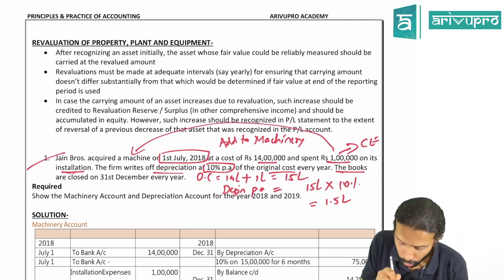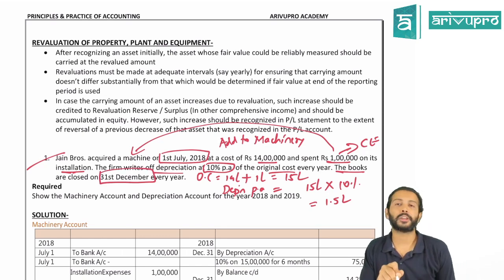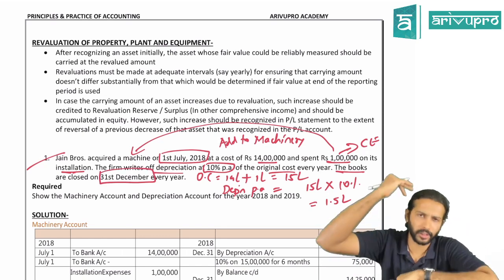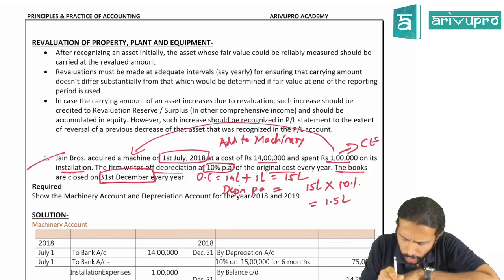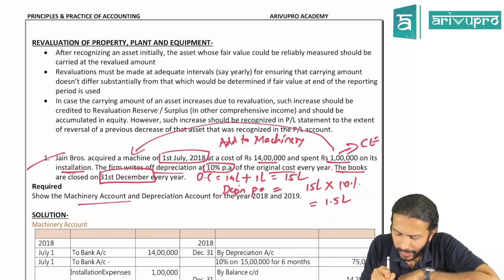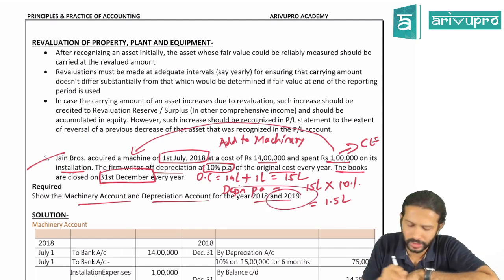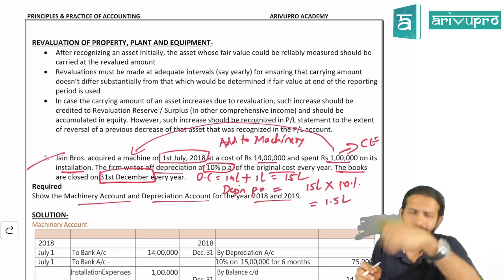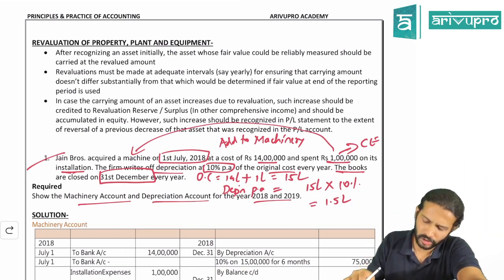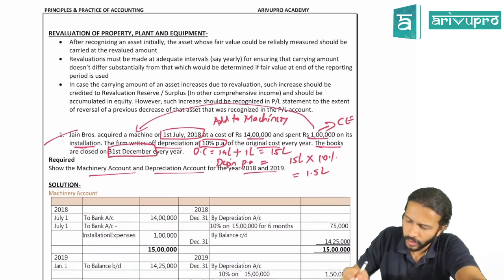The books are closed on 31st December every year, so you are following the calendar year. On 1st January you open the books, and on 31st December of the year you close the books. Show the machinery account and depreciation account for 2018 and 2019. For 2 years you need to prepare the machinery ledger and the depreciation account ledger. That's all they are trying to ask. So maybe this first question we will do it off.